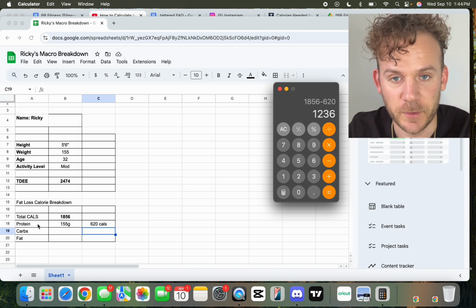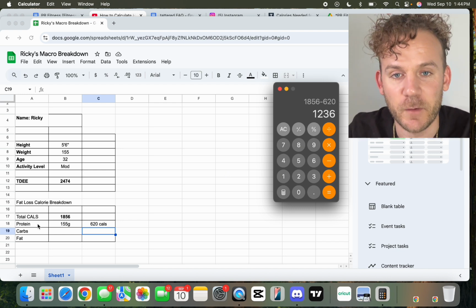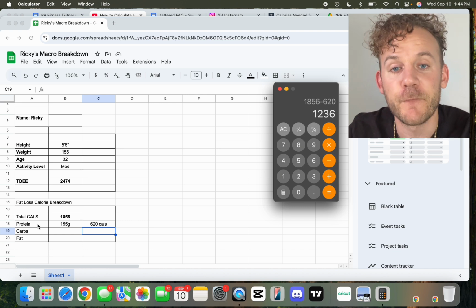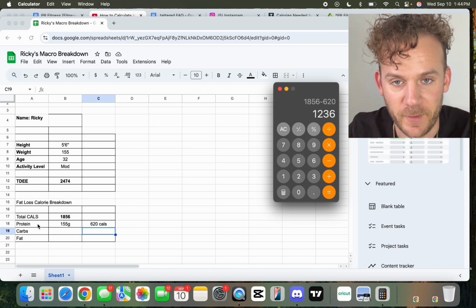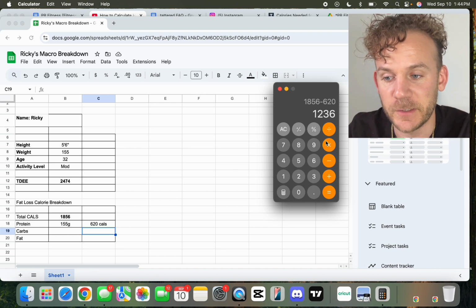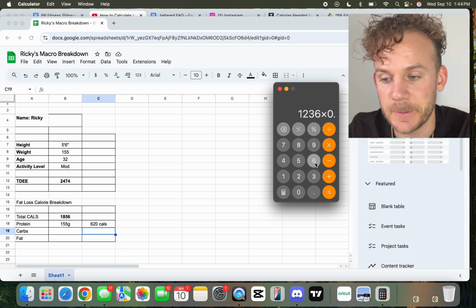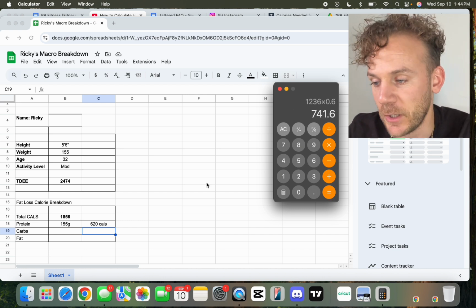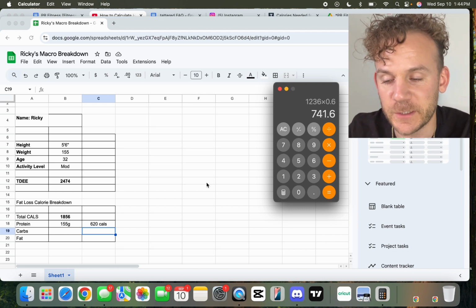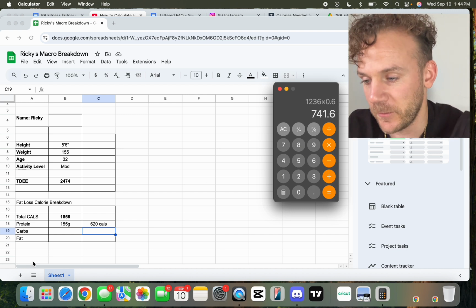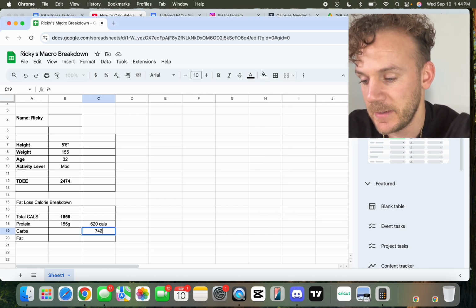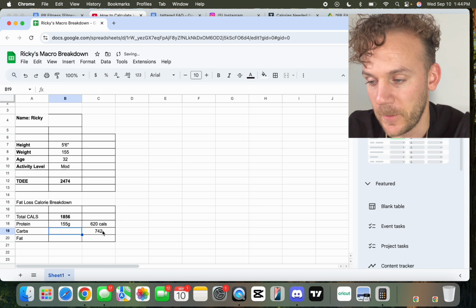Now, this is what we're gonna do with them. We're gonna use 60% of our remaining calories for carbs, 40% of our remaining calories for fats. So of our remaining calories, we're gonna times this number by 0.6. So 741, let's round up, 742 calories are gonna be dedicated to our carbs, okay?